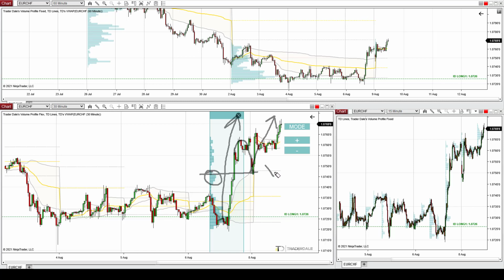Anyways, this level is currently spent because there already was a reaction to it. For that reason, I won't be trading it again, and the closest support, day trading support, which I have is this one, 1.0726. All right, so that's it. That's for the strong support on the Euro Swiss franc.